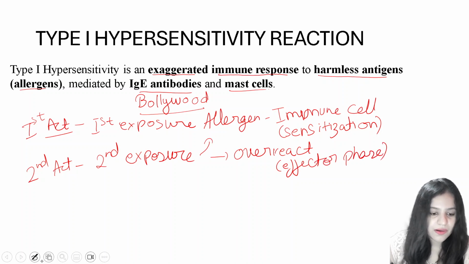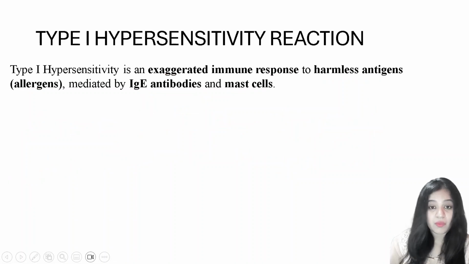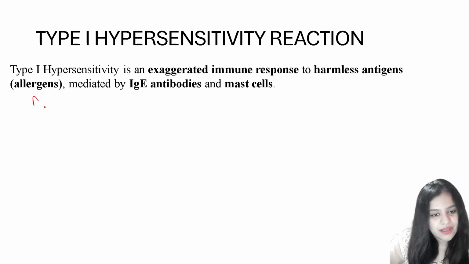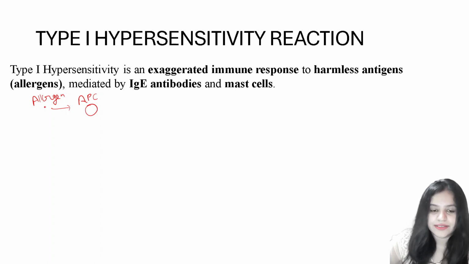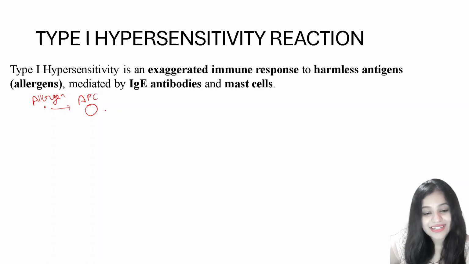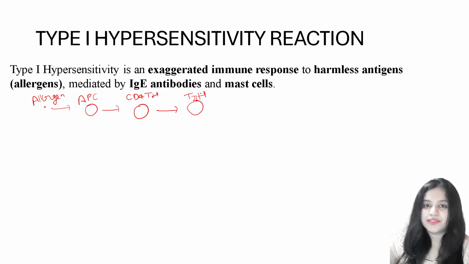Okay. Now, let's see it. What is exactly happening inside your body? So, this is your allergen. It's coming inside your body, and your antigen presenting cell processes it and presents it to your CD4 T helper cell. Now, your CD4 T helper cells get converted into type 2 helper cells. Okay.